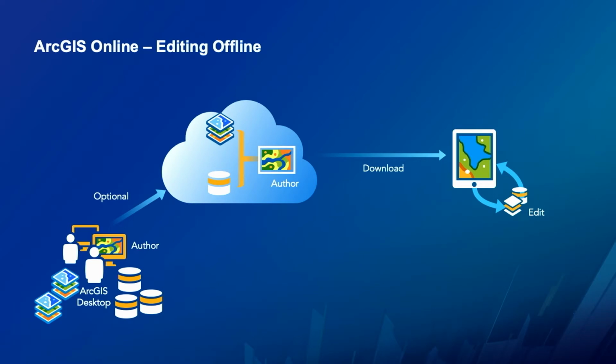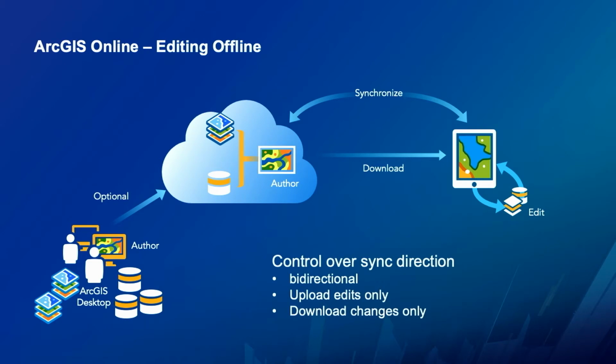And then once you get a network connection back again, you do a synchronize. And that's where you can push the changes that have happened on your device to the server, and you can pull the changes that have happened on the server since you took your map offline down to your device. And you've got control on that synchronization. You've got quite a lot of control. You can do bidirectional, where you download things and push things up. That's the most common workflow. But you can also just upload your edits, or maybe you're not editing your data. You just want the most up-to-date map, in which case you can just download the changes that have happened on the server down to your client.